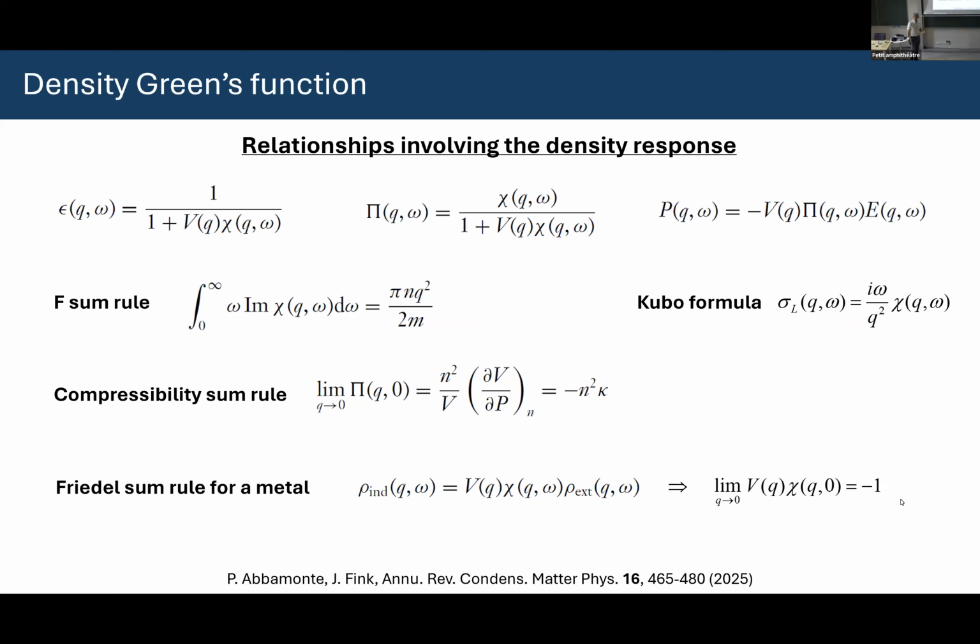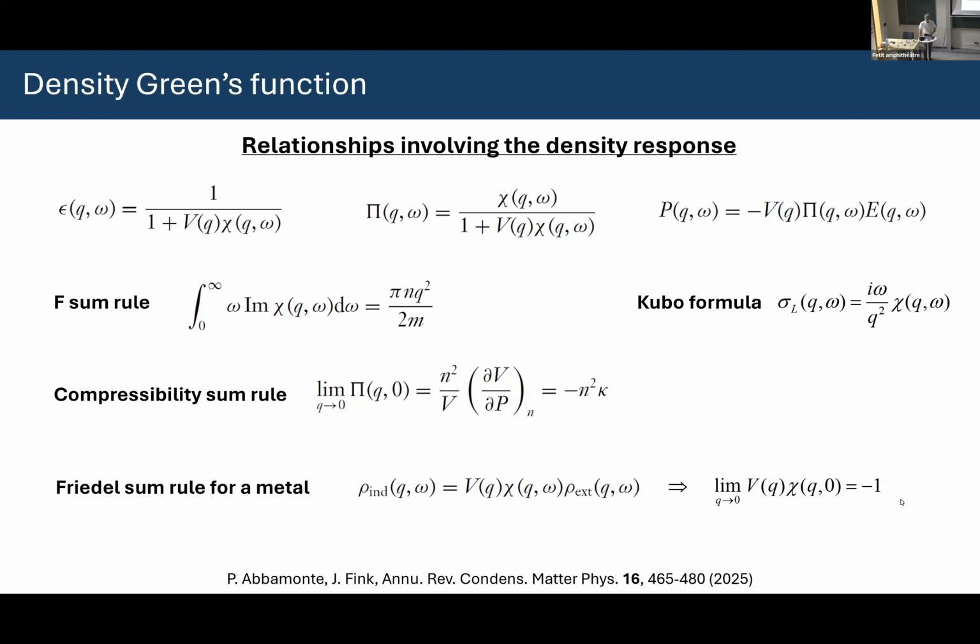That's the definition of a metal. A metal is a thing that screens charge completely. The consequence of that is in the long wavelength limit, V chi has to be -1. Okay, so that is the definition of a conductor. And in aluminum, this also works.